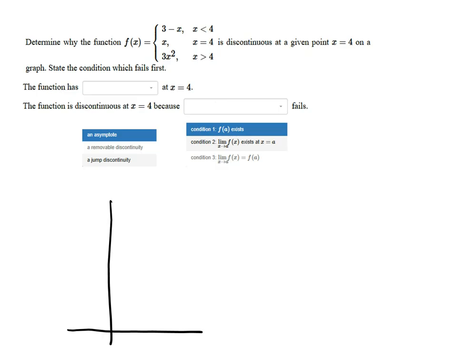Okay. 1, 2, 3, 4, 5, 6, 7, 8, 9, 10, 11, 12, 13, 14, 15, 16, 17, 18, 19, 20. That's good enough. Okay. 1, 2, 3, 4, 5.